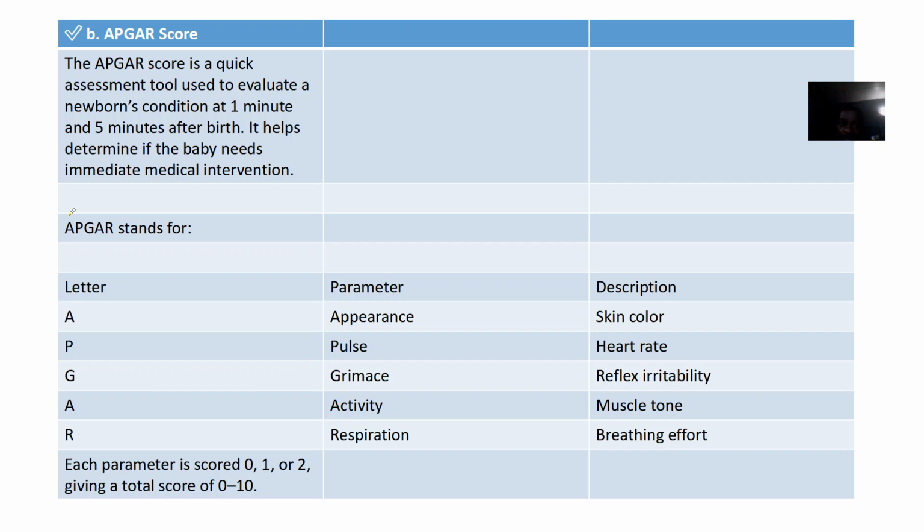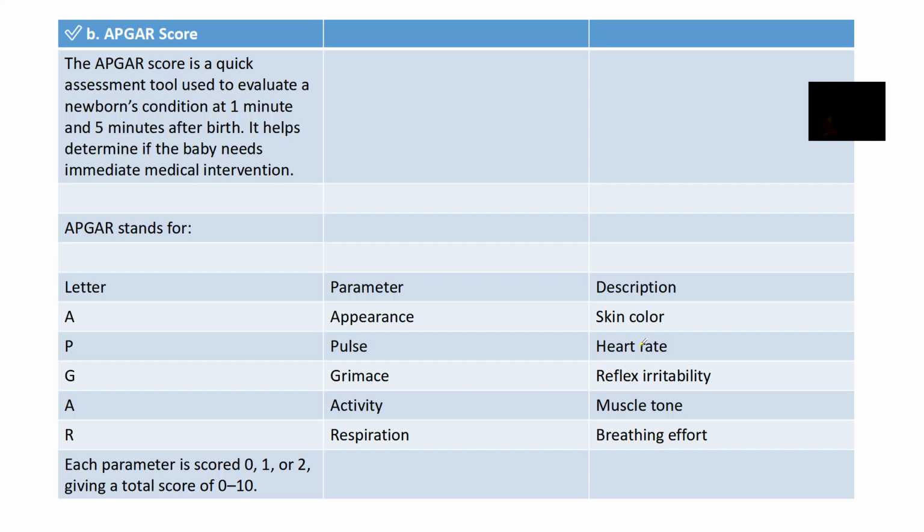Then for the APGAR score, it's just a quick assessment of the health of the child. Once you give birth to the child, immediately, within 1 to 5 minutes of birth, you are supposed to assess the APGAR score. The word APGAR is a mnemonic, right? A stands for appearance, P stands for pulse, G stands for grimace, then A stands for activity, R stands for respiration. So for appearance, you're looking at the skin color of the child, and you are scoring the child 0, 1, or 2.